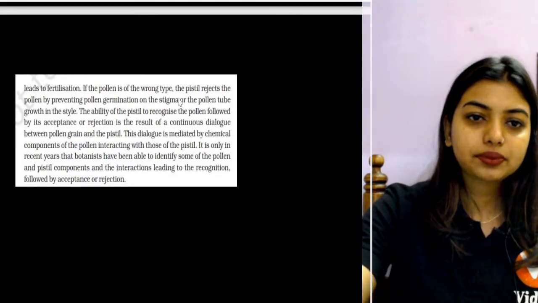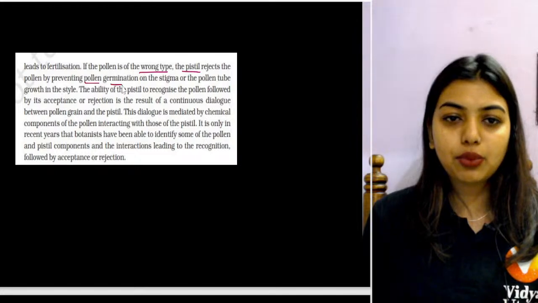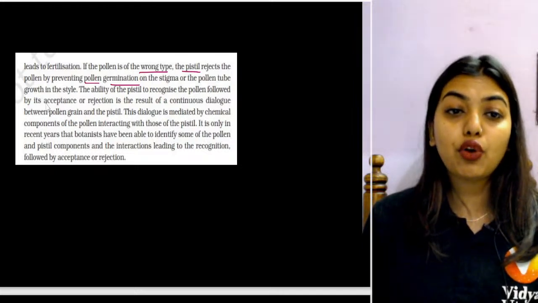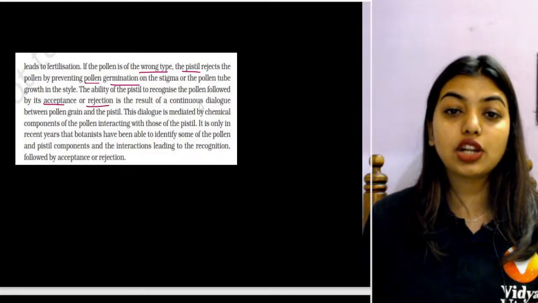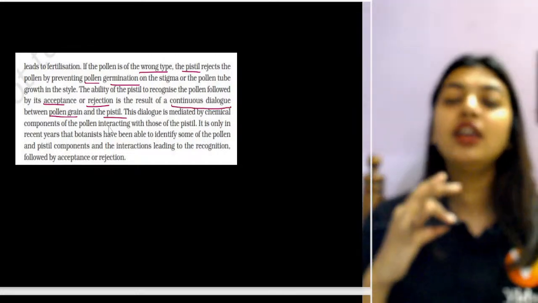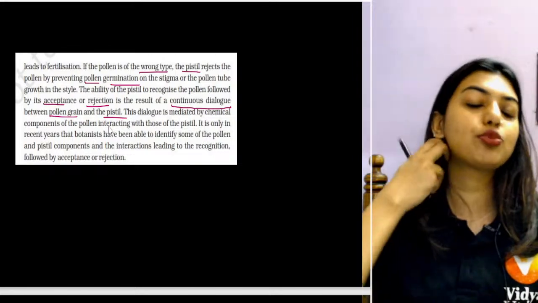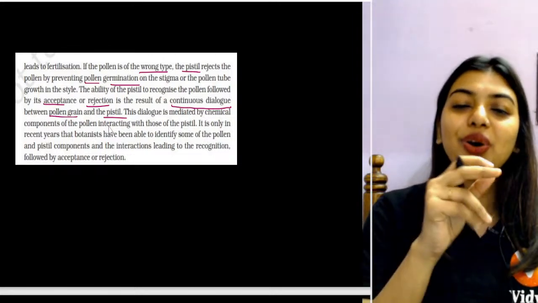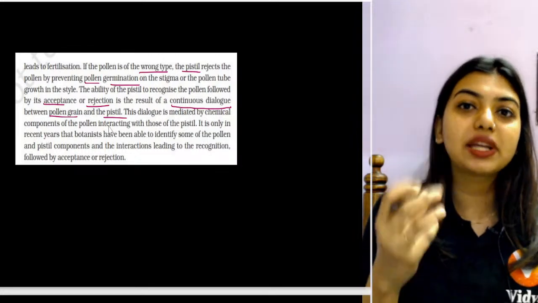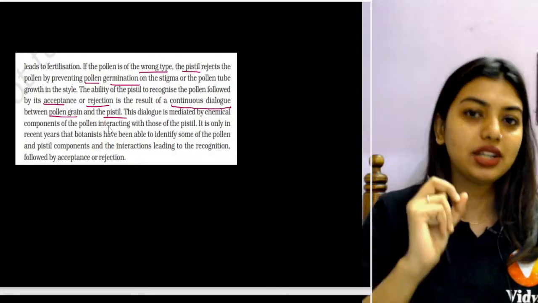Now look here. If the pollen is of the wrong type, the pistil rejects the pollen by preventing pollen germination on the stigma or the pollen tube growth. The ability of the pistil to recognize the pollen, followed by its acceptance or rejection, is the result of continuous dialogues between the pollen grain and the pistil. Okay, it exactly looks like a proper marriage thing, no? Like, I will reject you, I am not compatible with you because the way you spoke I did not like, blah blah blah. So like that this conversation is going to happen. The blah blah blah between the pollen and pistil is called chemical interactions. Even though I'm telling it in a funny way, remember it is a chemical interaction. Got it?